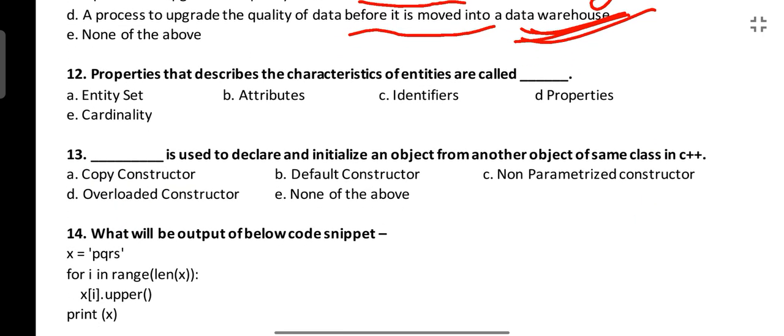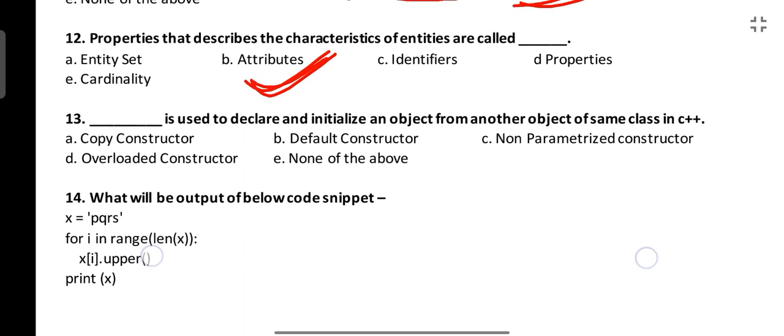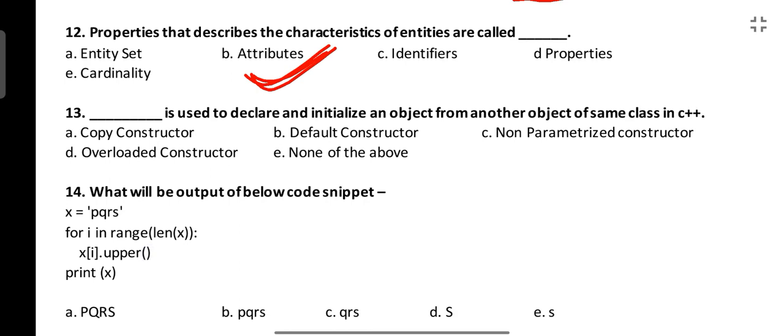Next is properties that describe the characteristics of entities. Okay, those are known as attributes. What are attributes? The properties of entities are known as attributes. Next is, dash is used to declare and initialize an object from another object of the same class in C++. Those are copy constructors.